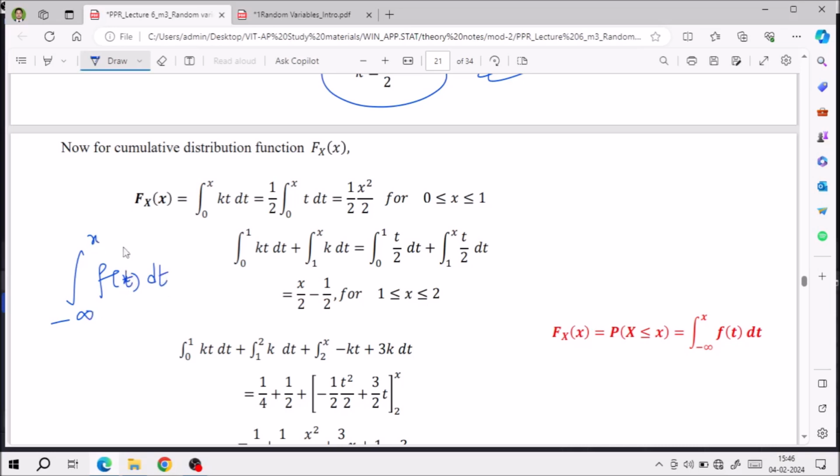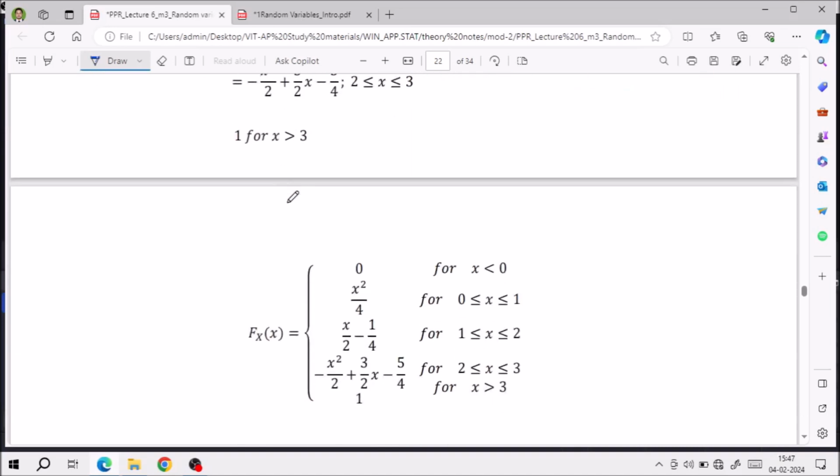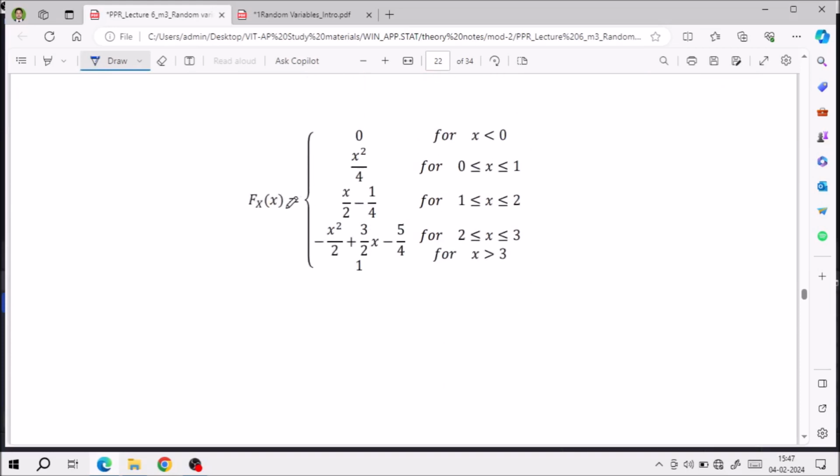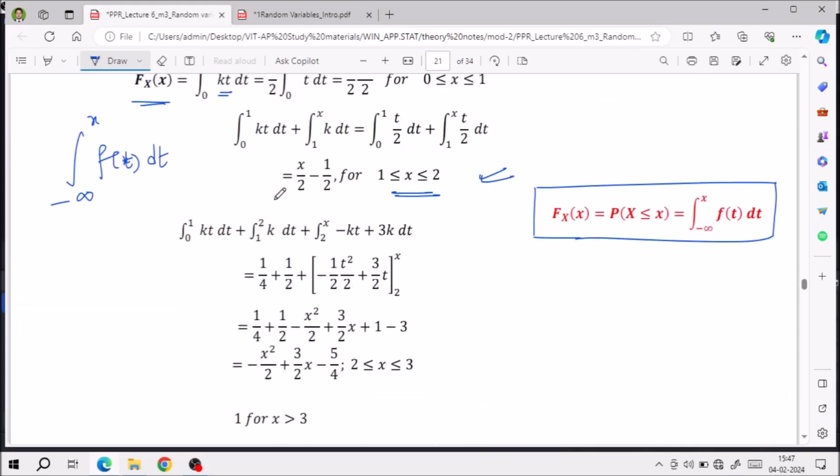So minus infinity to 0 and 0 to x. For minus infinity to 0, I guess it is 0, and for 0 to x you have the function. So do it according to that. You will get F(x) equals this when x lies in this range. Here you can see this formula we used. That's why I'm telling you, keep this formula in mind. And finally you need to write F(x): what will be F(x) for x less than 0, for 0 to 1, for 1 to 2, for 2 to 3, for x greater than 3. That means all this part you need to do.